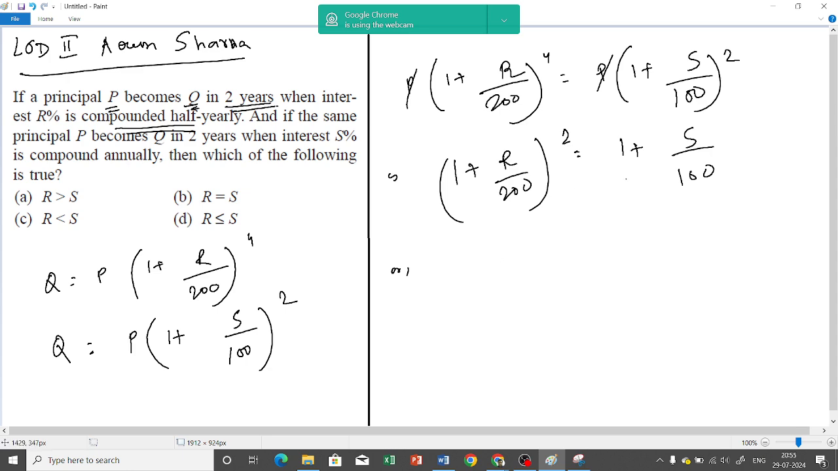Okay, so you can see from this expression what you are getting. We are getting that 1 plus R by 200 whole square is 1 plus S by 100, right? So when we are doing 1 plus R by 200 and the whole square of it, we are getting 1 plus S. So of course S is greater than R.